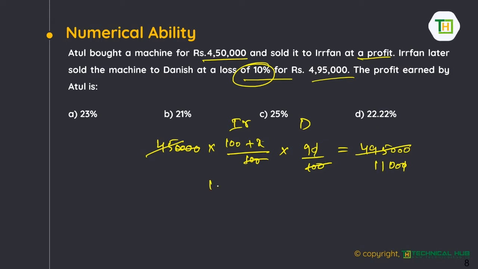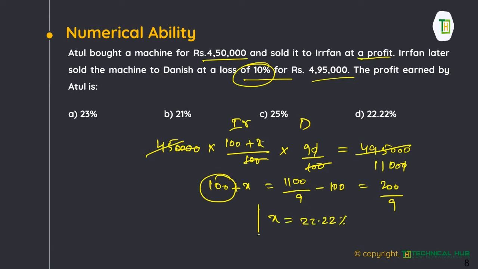Now from this, 100 plus X is equal to 1100 divided by 9, and next this 100 goes to the right side as minus 100, which is equal to 1100 minus 900, that is 200 by 9. X is equal to 200 by 9, that is 22.22%. That is the required answer.